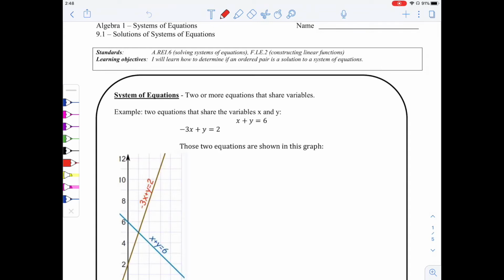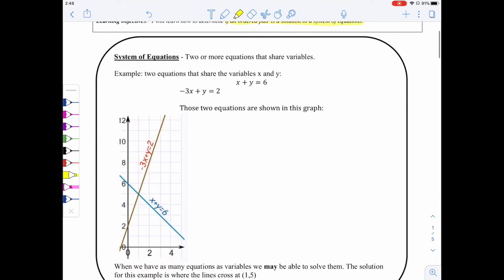Welcome guys, this is 9.1 Solutions of Systems of Equations. So we're going to solve systems of equations and then we're going to construct linear functions given word problems. You're going to learn how to determine if an ordered pair is a solution to a system of equations.